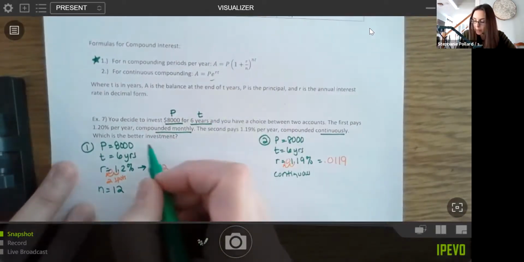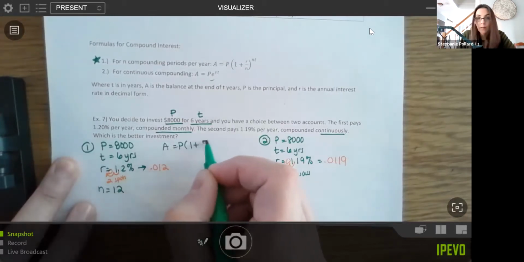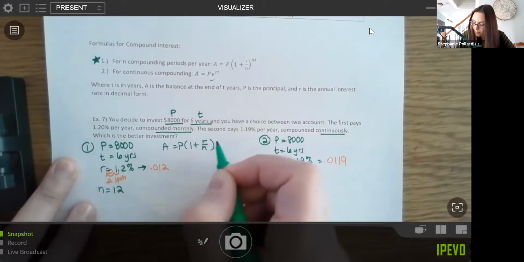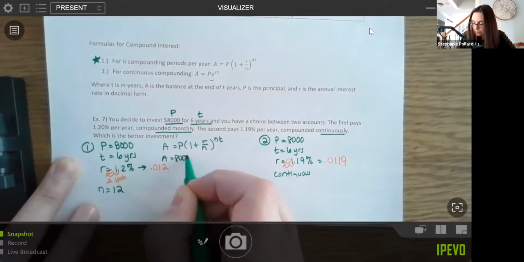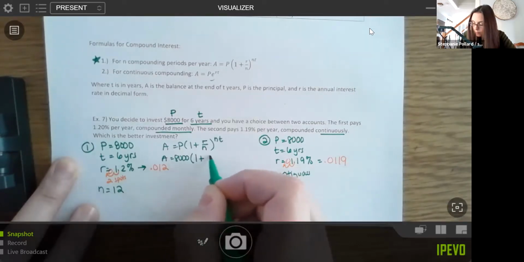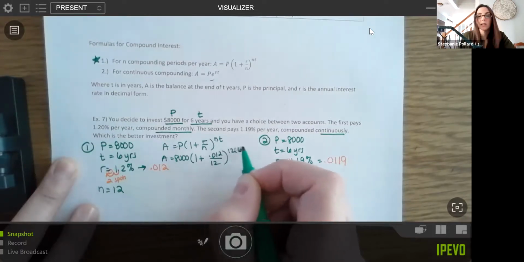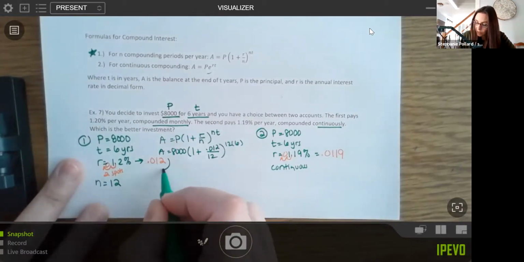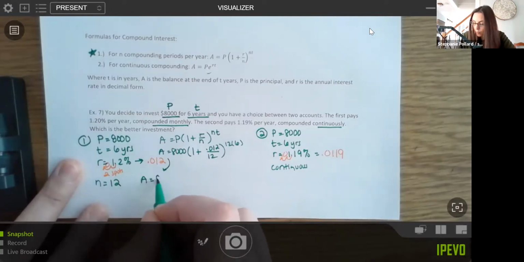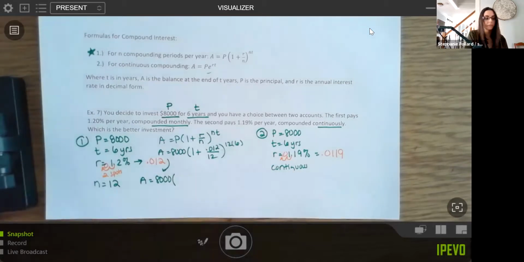So on this side, I'm using the regular formula. And I'm going to plug in my values. So my P is 8,000. My R is 0.012. My N is 12. T is 6. So T is always in terms of years here in this formula. And then what you need to do is just very carefully start performing the order of operations. So I always work inside. So I'm going to do this division first.